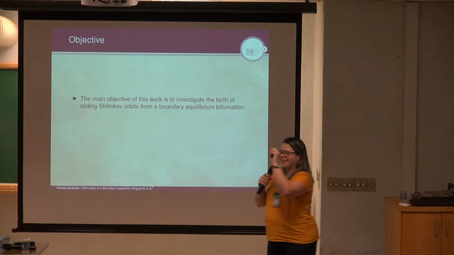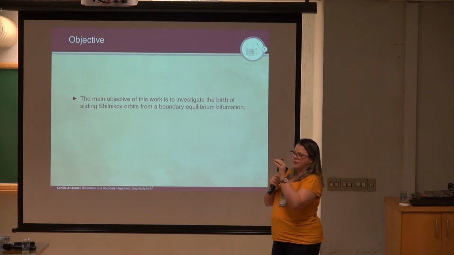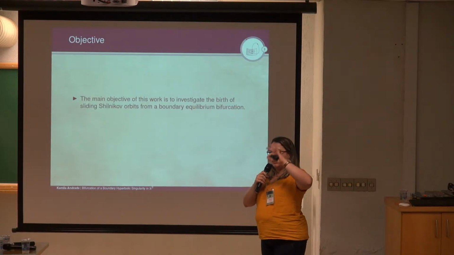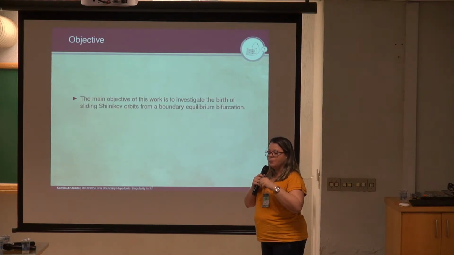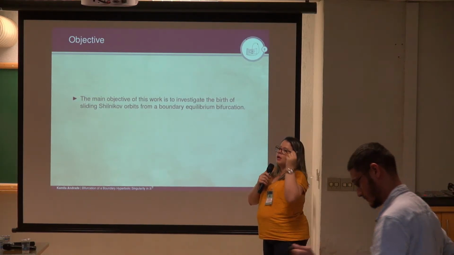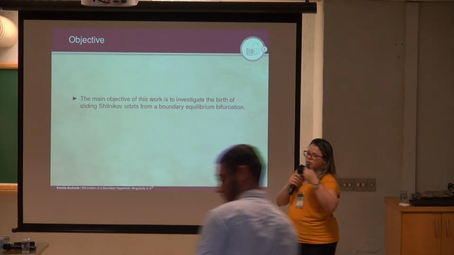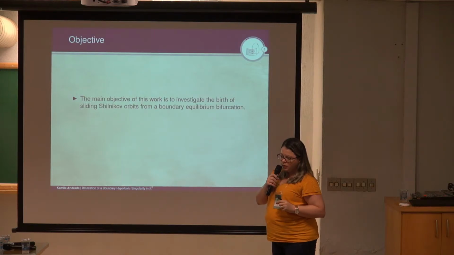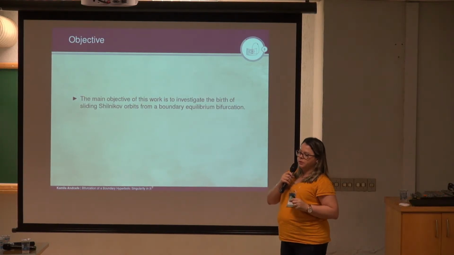hyperbolic singularity. That is a singularity of one vector field that lies at the switching manifold. And when we perturb this system, we ask if this kind of connection can appear generically near the equilibrium that we have perturbed.